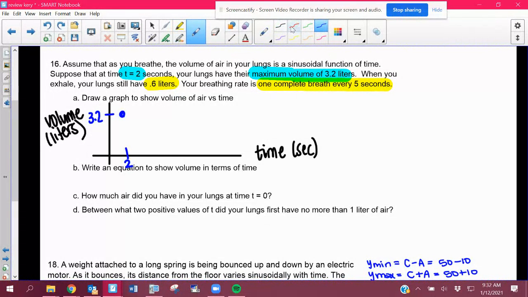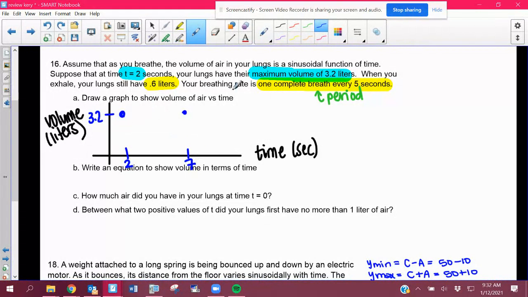Okay, the last thing, it says your breathing rate is 1 complete breath every 5 seconds. Okay, your rate, your cycle, your completion. This is going to be what my period is. Okay, that 5 seconds. So in order for me to complete 1 full breath, in order for me to get from a high point back to another high point, it's going to take me 5 seconds. So 5 seconds after 2, surprise, is 7. Okay, there's my period. There's where I've used my period, 2 plus 5.